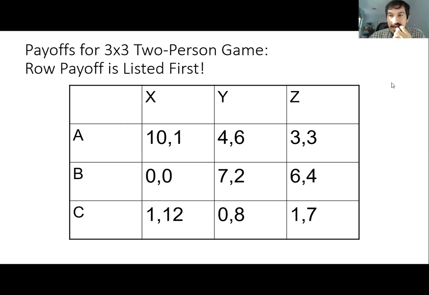He chose A, and Kevin chose Z. So the answer is they each get 3 points. Congratulations, everybody. You both got 3 points. What happened? AZ happened. Okay, guys, why?